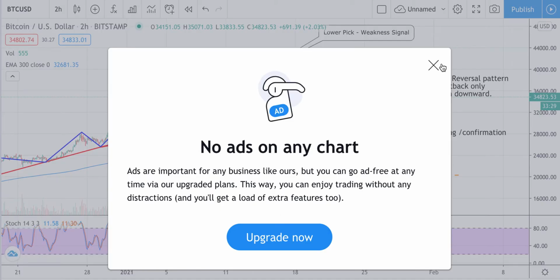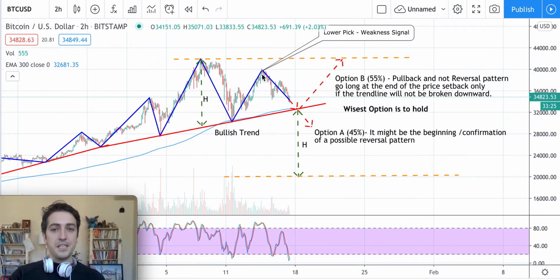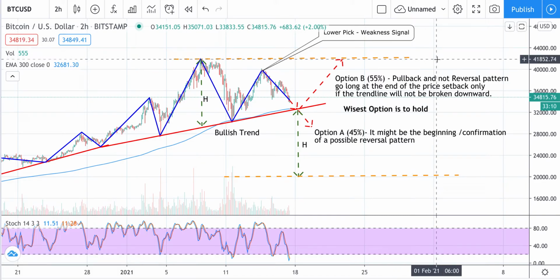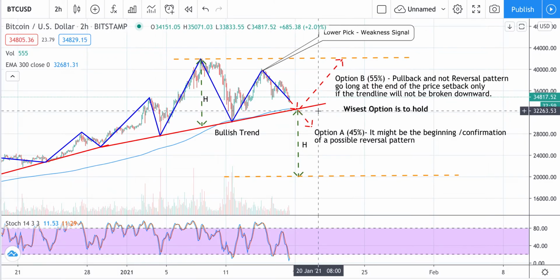Sorry about that. It can revert because of this lower peak that shows a weakness signal. So as we are right now, the idea is just to hold before getting to this possible target price of, I think, almost 42,000. But as we are right now, just hold and see what's going to happen around this level of approximately 33,000 US dollars.